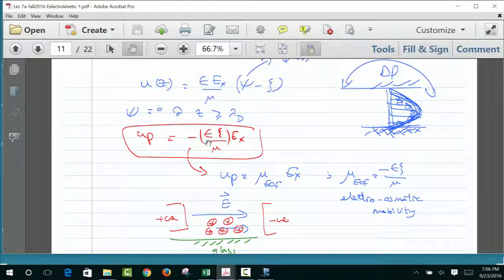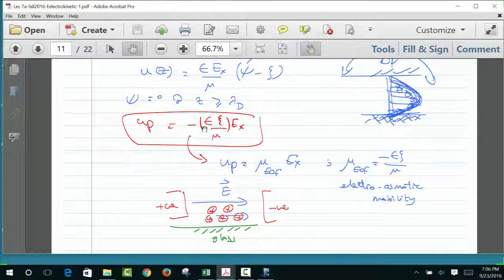Epsilon here is the permittivity. Again, it's epsilon relative multiplied by epsilon of the vacuum. And in one of the problems I will give you, what's the epsilon of the vacuum? Multiplied by zeta potential divided by mu, the viscosity. So this is the velocity field that you will get because of the electric field. This term, epsilon zeta over mu, they call mu electroosmosis. This is the electroosmotic mobility, right? It's the coefficient you multiply by the electric field to get the velocity in meters per second.